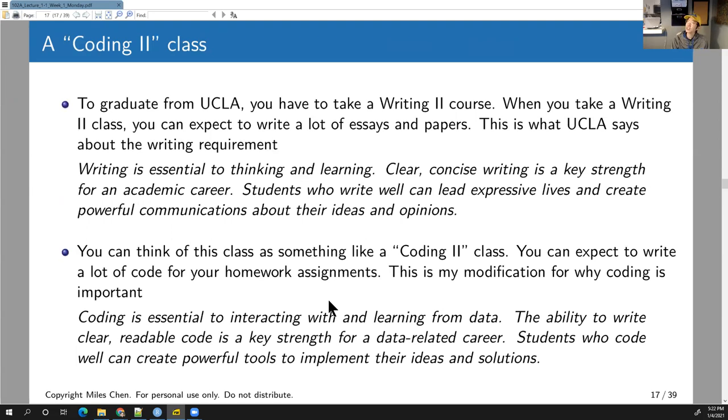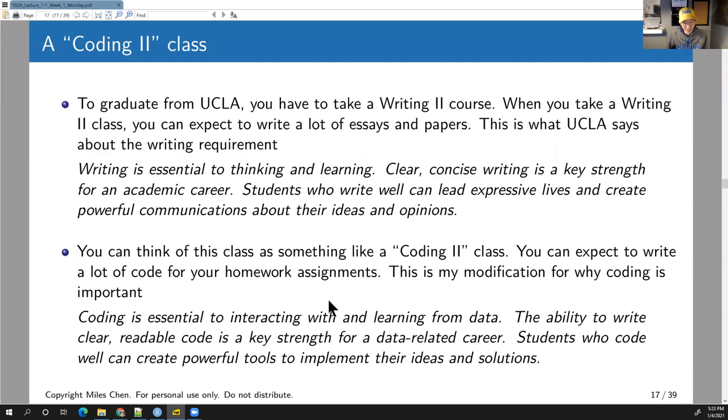I like to think of this class as kind of like a coding 2 class, okay? So at UCLA, in order to graduate, you have to take a class that fulfills a writing 2 requirement, right? In those classes, it might be a history class or something, but generally, you probably have to write a whole bunch of essays, I imagine, right? Has anyone already taken the writing 2 class? You probably had to write an essay almost every week or something around there, okay? You can think of this as the equivalent, but coding, okay?